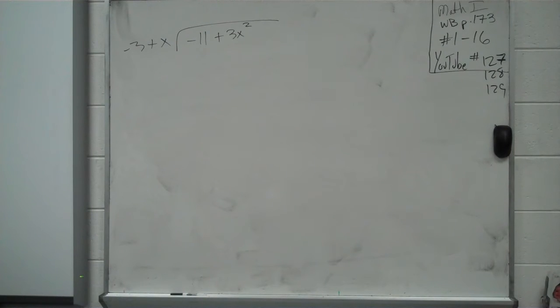Do you have to rewrite it, move things around, and add a 0x? How many of you are going to forget to add that 0x placeholder? You've got to do whatever you've got to do to remember that. It's got to be in descending order. Long division, descending order.